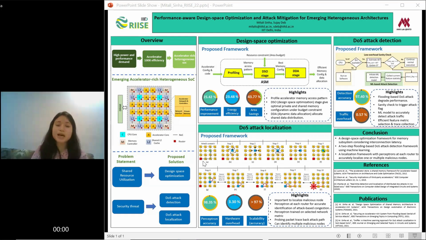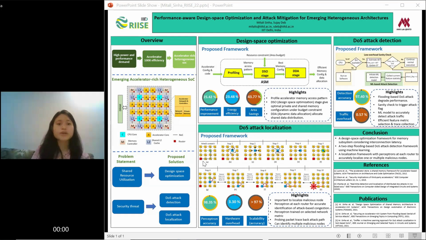The adjacent node then starts a similar action and finds whether its neighbor links are under congestion or not. In the same way, it backtracks or traces back the attack path, and finally reaches the malicious IP node. Our DOS attack localization framework gives an accuracy of detecting the malicious node of 98.35%, with a minimal hardware overhead of 3.30%, and along different network sizes, the accuracy is more than 97%.